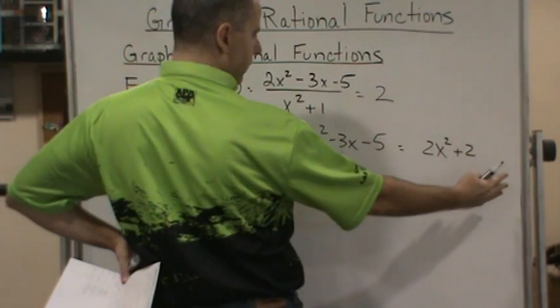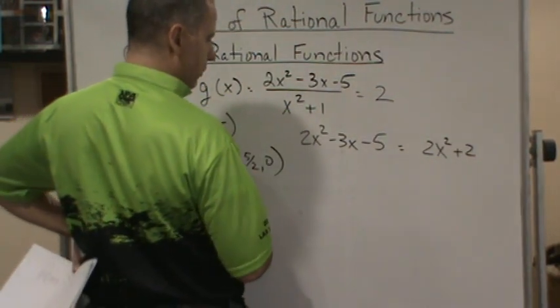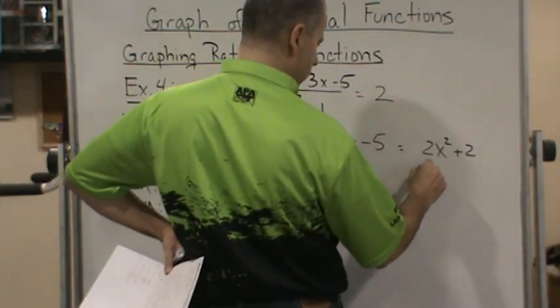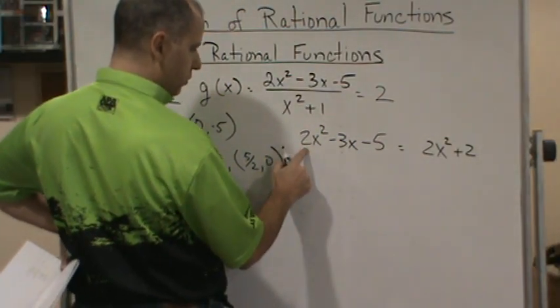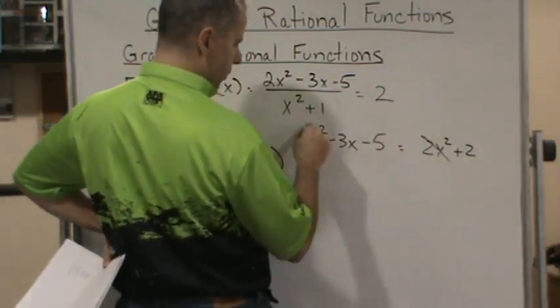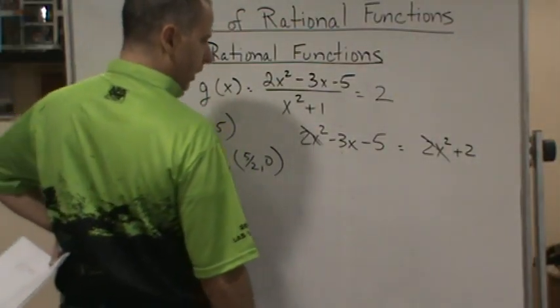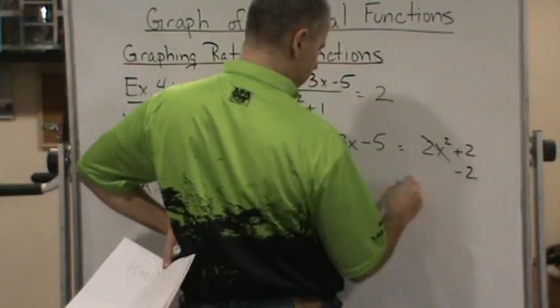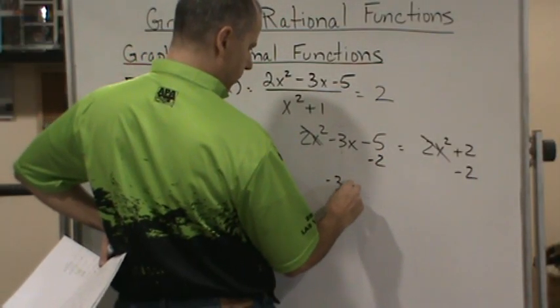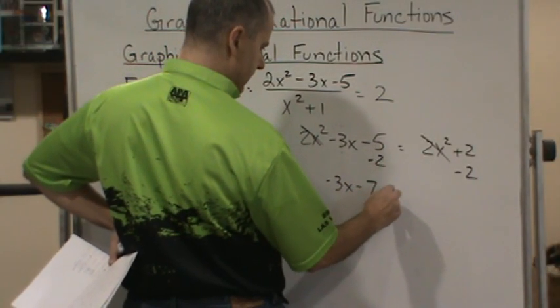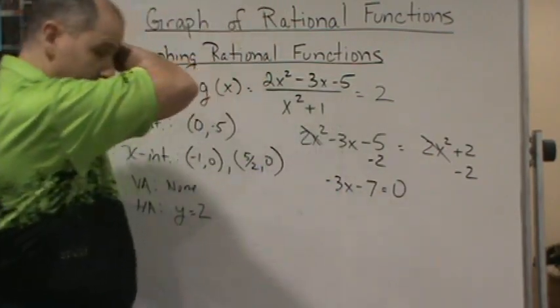Now I'm going to move everything over and set it equal to 0. So I'm going to subtract off 2x squared from both sides, but there's a 2x squared here and a 2x squared here, so those are going to cancel. And then I'm going to subtract 2 from both sides. And so what do I end up with? I end up with negative 3x minus 7 is equal to 0.